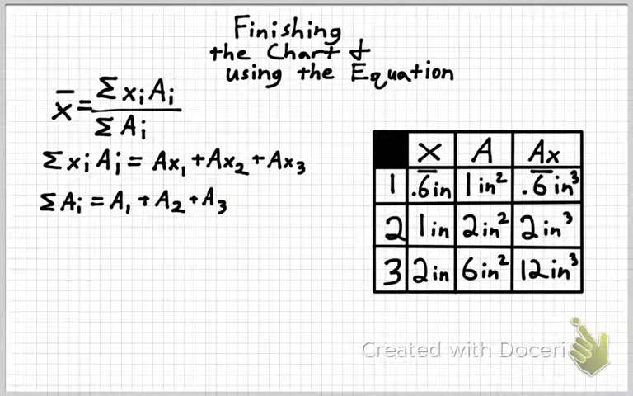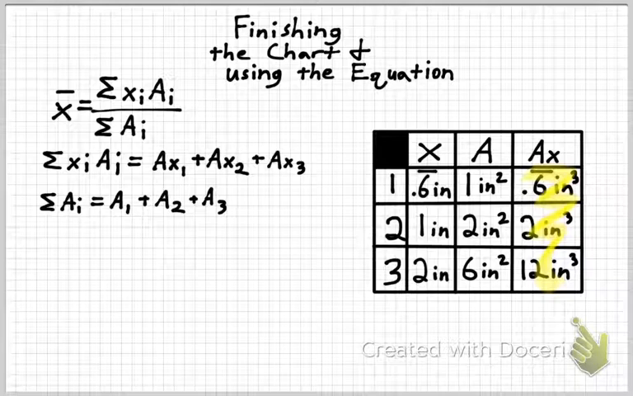Now we're going to go ahead and finish this little chart out here and apply it back to our equation. So over here in the far right column, it's just a times x. So I simply said 0.6 repeating times 1. Well, it's 0.6 inches cubed now, so I have inches times inches squared. Same down for shape 2 and shape 3.